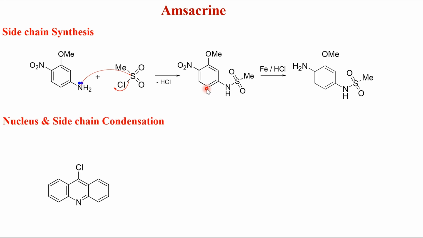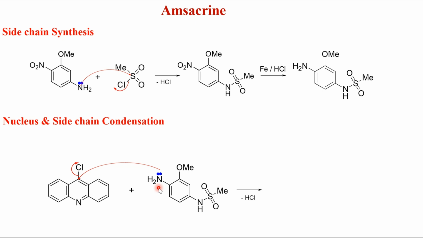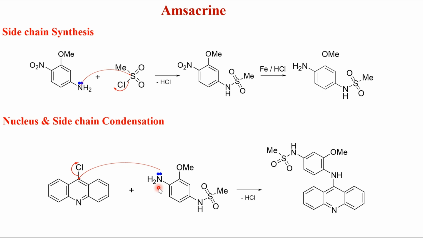The side chain which is prepared is treated with the 9-chloroacridine. The amino group present on the side chain has nitrogen with a lone pair of electrons. It donates its electrons to the electron deficient carbon, and the chloride gets kicked off as Cl minus. Cl minus combines with H plus and is lost as HCl, and amsacrine is formed.